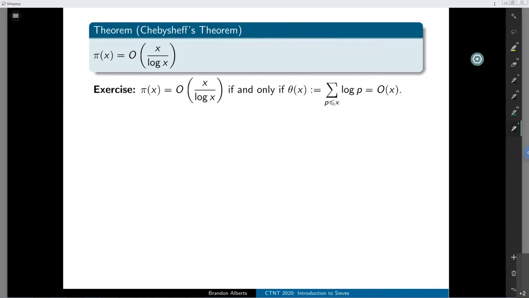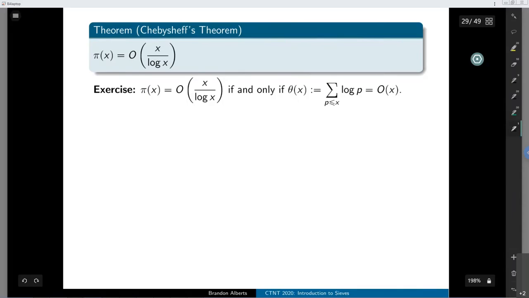It's pretty neat, and that's what we're going to walk through. The start of the proof is this exercise that I've put up on the board here. It's an equivalence of upper bounds, basically saying that the prime counting function is big O of x over log x is an equivalent statement to the Chebyshev theta function, which is the sum of the logarithms of the prime numbers which are less than or equal to x, being big O of x.